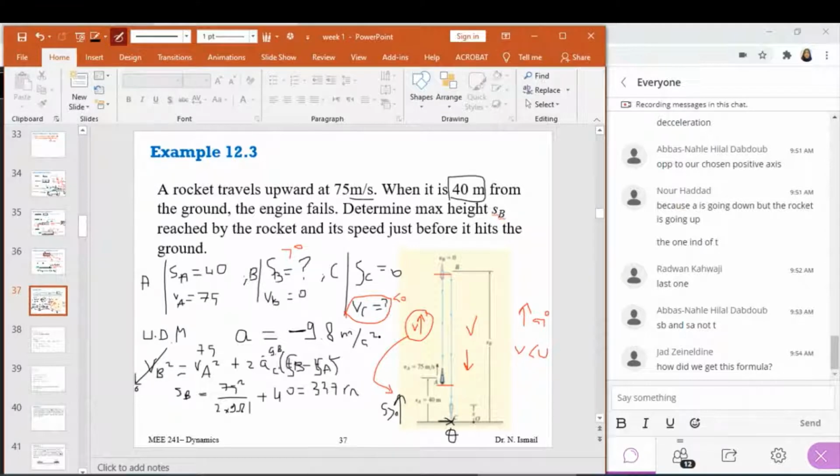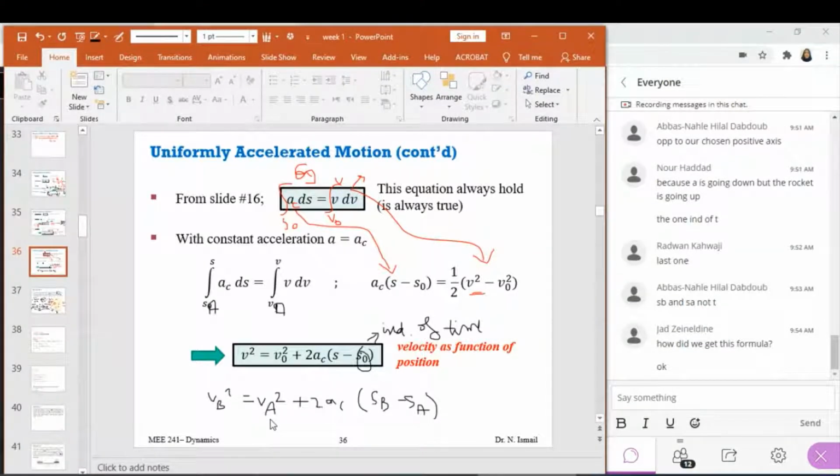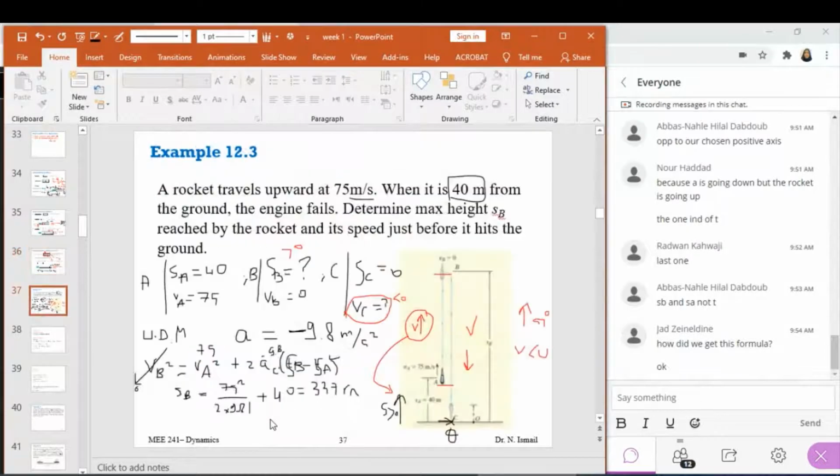Jad is asking, how did we get this formula? This is the formula, Jad. This is from A ds is equal to v dv. After doing the integration, we found the formula independent of time. So since it is independent of time, I can use it between any 2 points B and A that belong to the path of a uniformly accelerated motion. All right? So that's it. This is the equation. Okay, so this is SB.